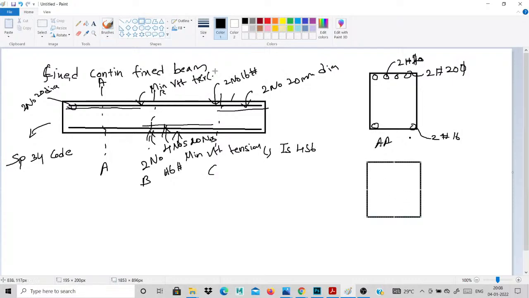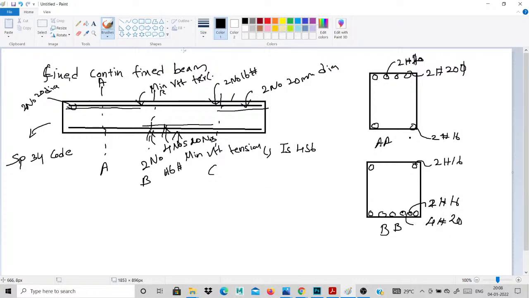Then go for the BB section. This is our BB section. Here is a minimum reinforcement. For this minimum reinforcement, I provided 2-16. Then at the bottom, I provided the minimum 2, then an additional 4 also. See this 2-16, then 4-20. All this is the B section.